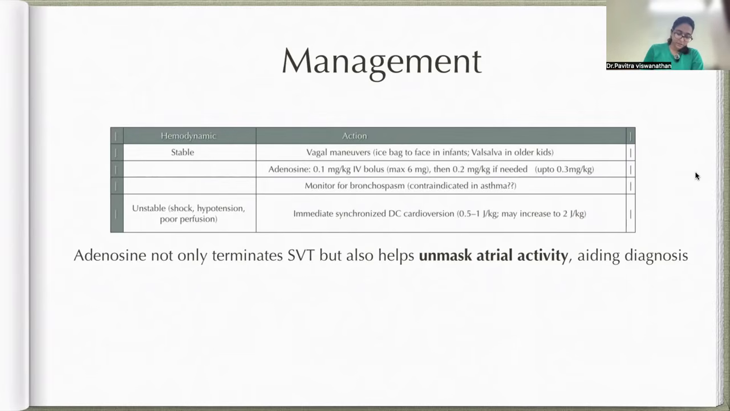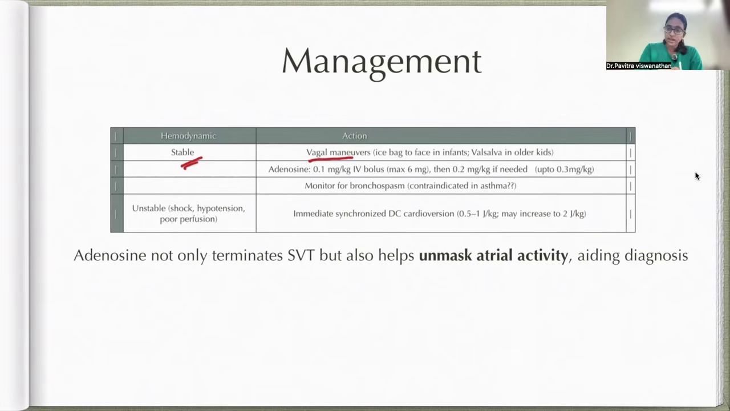So acutely, if the patient is hemodynamically stable, you can start off with vagal maneuvers, with an ice bag to the face in infants. Don't put on ice pressure, and don't do carotid sinus massage, especially don't do both sides, you will cause a stroke in the patient. Okay, in an older child, you can make them do Valsalva provided they are awake and stable. Meanwhile, this most of the time will not abort things. This will just buy time.